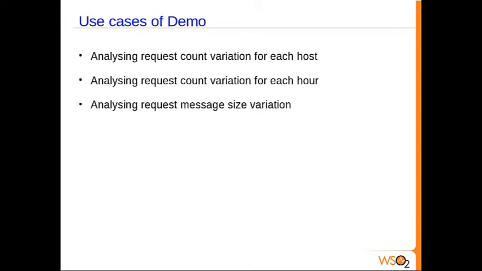In the second analytic, we are analyzing the request count variation for each hour. That means this parameter is mostly used for predicting the load of the server within 24 hours. We can estimate what the load is in each hour, so we can predict the resource consumption in our system.